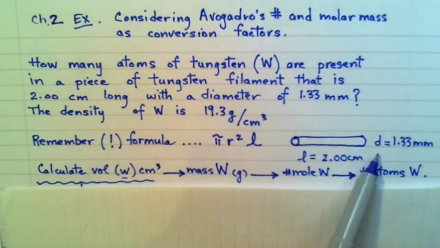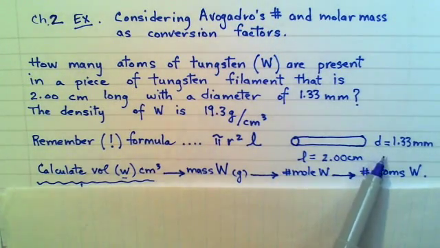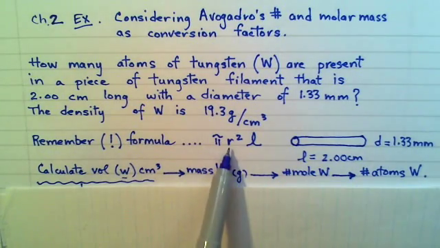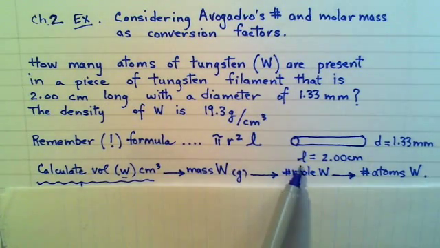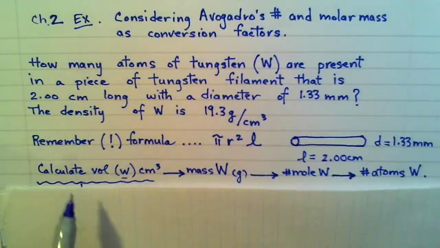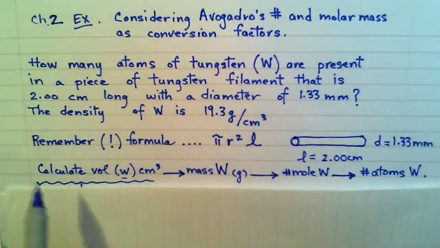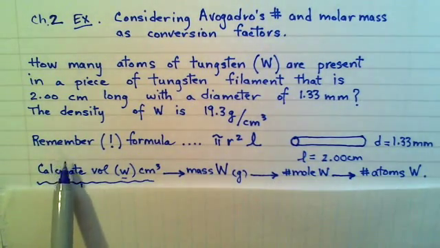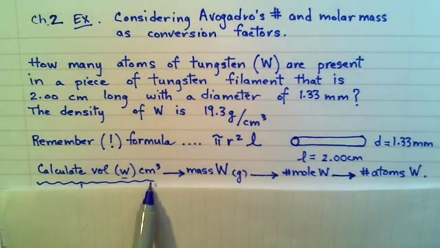The diameter is given as 1.33 millimeters. So of course its radius, which is what I would need, would be half that. The length is 2.00 centimeters. Pi, of course, is on your calculator. So if I could calculate, and I can, the volume of this tungsten wire, I would calculate it in cubic centimeters. As far as a conversion pathway goes, how are we going to solve ultimately this question?